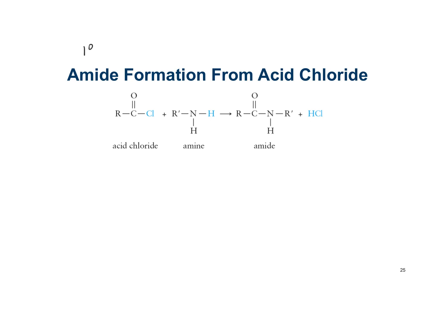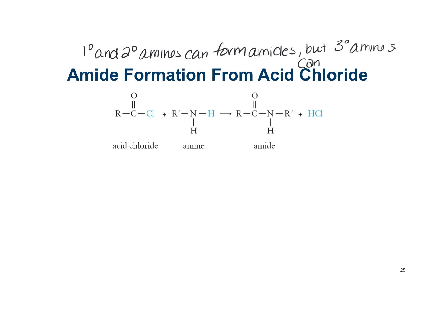So primary and secondary amines can form amides, but tertiary amines cannot, because there is no hydrogen on the nitrogen. So I want us to look at some examples of this.